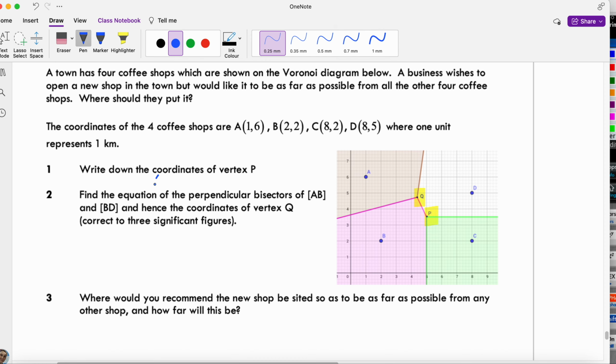Okay, write down the coordinates of P. Well, if you look, actually, this point right here is 8, 5, and then this point right here is 8, 2. So if you just go halfway, then this line is 3.5. Okay, now look at this. So this point is 2, 2.